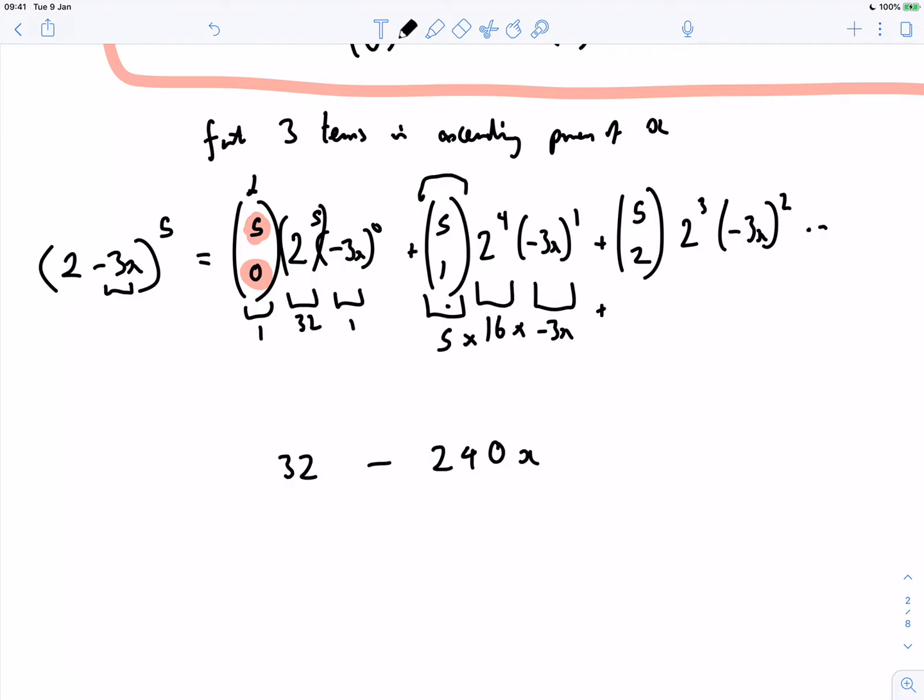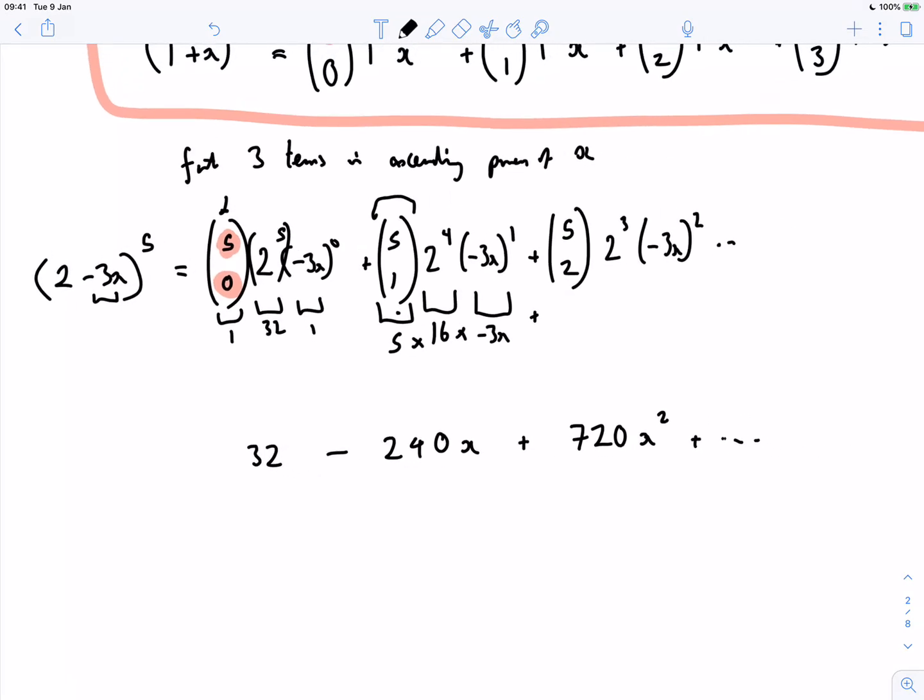Okay, and for the next one, I've got 5 choose 2, which is a little bit difficult. So 5 choose 2 is 10. If I times that by 2 cubed, which is 8, and then I times that by minus 3 squared, careful, the minus 3 squared becomes positive, times by 9, this will become 720x squared. Okay, so the first 3 terms for 2 minus 3x to the power 5 is 32 minus 240x plus 720x squared.